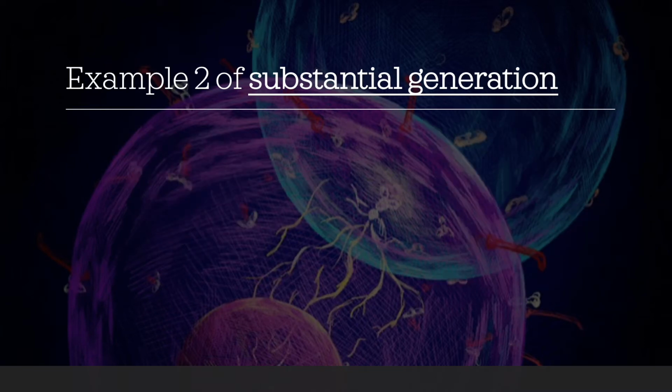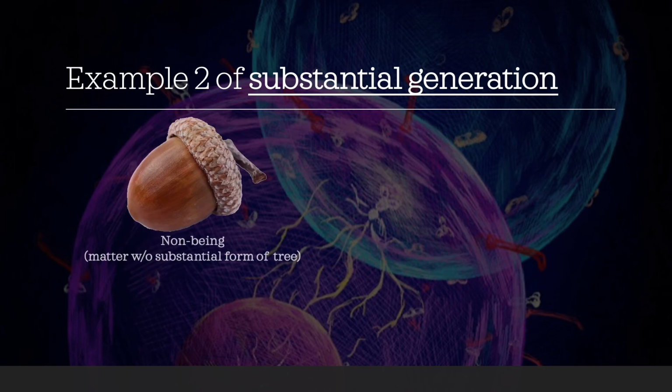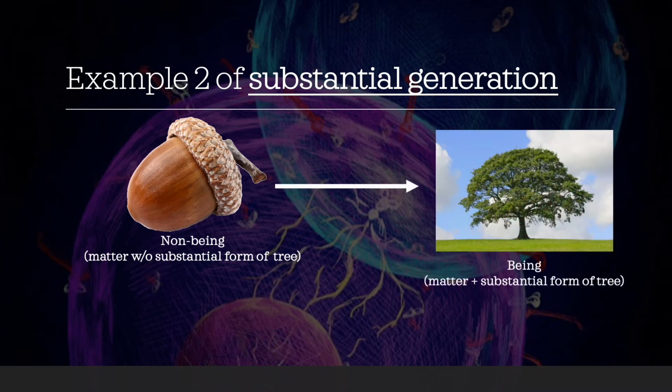Here's a second example of substantial generation. We have an acorn. This obviously isn't non-being simply speaking. It's not nothing at all, but it is a non-being in this respect. It's matter without the substantial form of a tree. But through substantial generation, we get a tree, which is a being. The tree is matter plus substantial form of a tree.